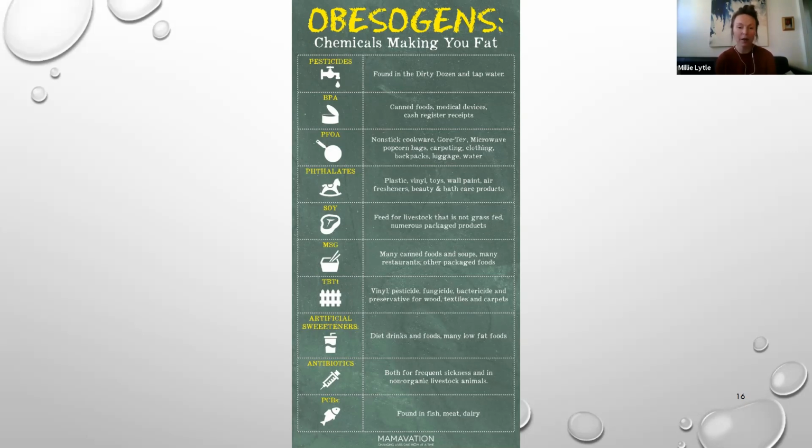Phthalates, which are in soft and hard plastics, vinyl toys, wall paint, air fresheners, Glade plugins. You know, what is a Glade plugin doing for your life? It's basically just masking that you need to clean, and it's putting your dog, any children, and you at risk for cancer, because it's carcinogenic, it's estrogenic, it's obesogenic, and it's just increasing the toxic load in your atmosphere.